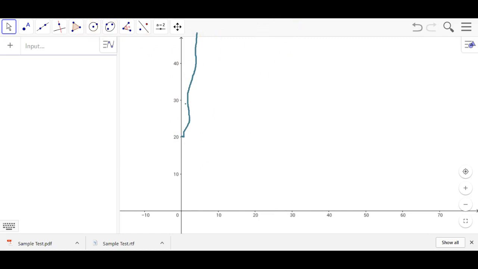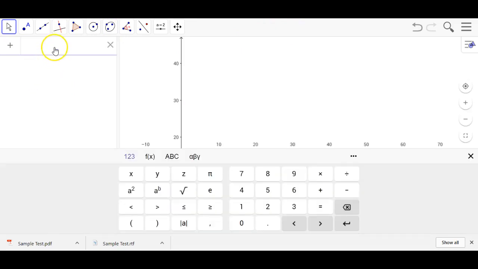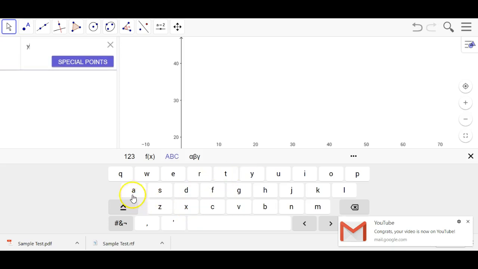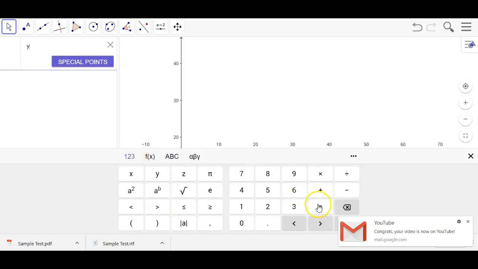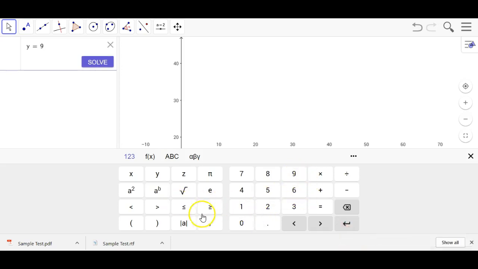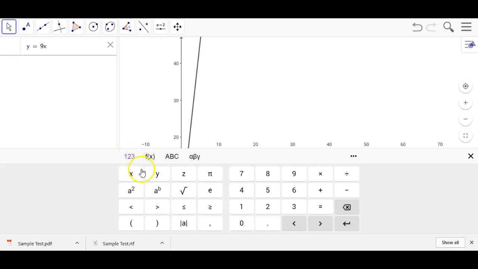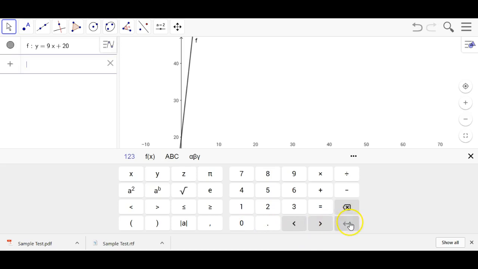So let's go ahead and see if we can graph that. We'll put that input in here. So we'll go y, and then we'll go back over here and say equals 9x plus 20. And we're going to hit enter.